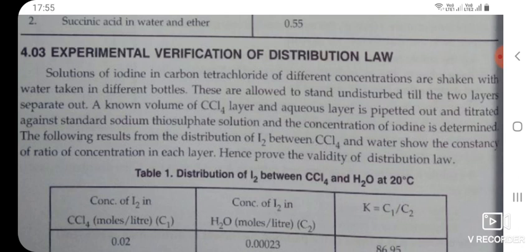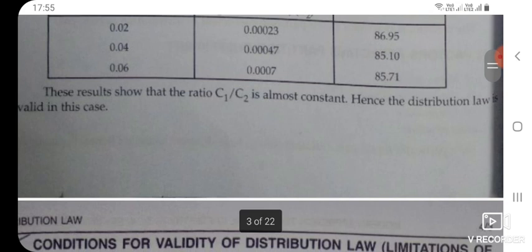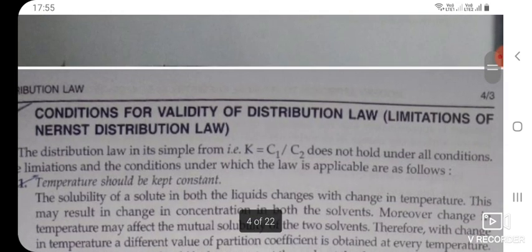The following results from the distribution of I2 between CCl4 and water show the constancy of ratio of concentration in each layer, hence prove the validity of distribution law. These results show that the ratio C1 by C2 is almost constant, hence the distribution law is valid in this case.